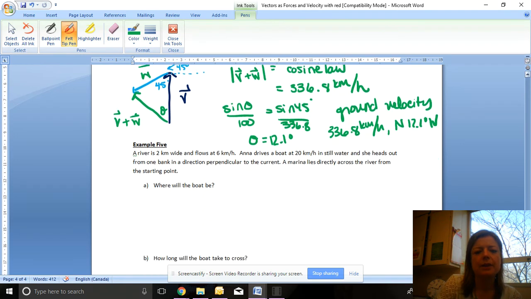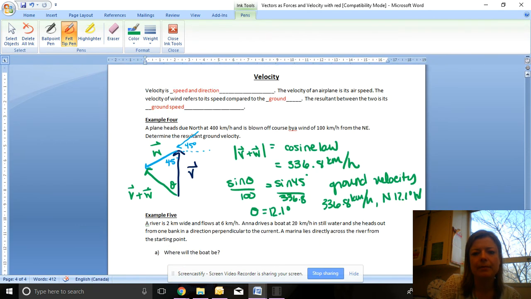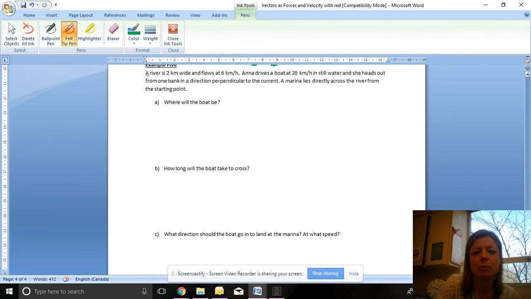Okay. Then we have these types of examples with water flowing and a current, and kind of like if you paddle in a certain direction, where do you end up? So I'm just going to draw this picture as we go and talk about the two different ways to look at it. So let's pretend these are the two banks of a river. And Anna's driving a boat. So the river is 2 kilometers wide.